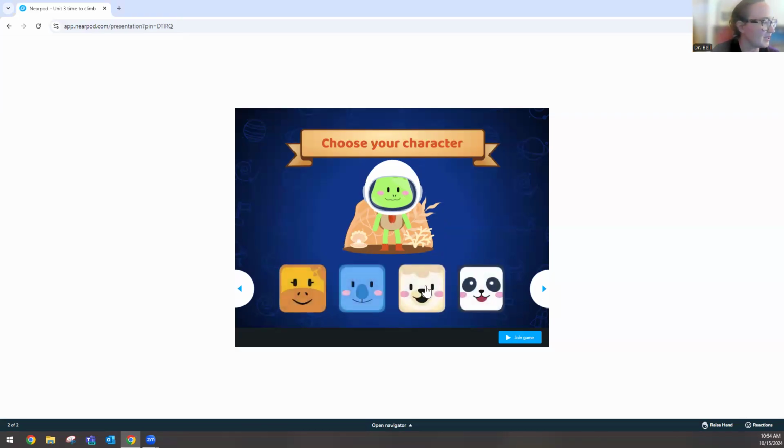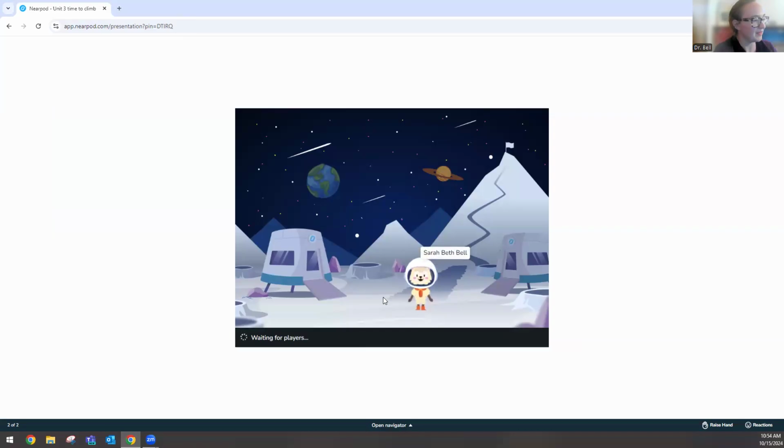So what character will I be today? I like this llama, so let me join the game. Sorry, I'm trying to start it on my other computer. There we go. I'm having to have one computer where I'm pretending to be the teacher, and a different computer where I'm pretending to be the student. Okay, let me start the game.